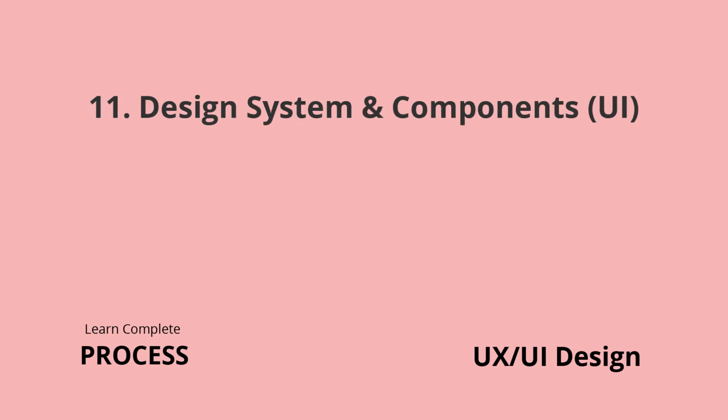On the 11th place, design system and component UI. And its goal is to ensure scalability and consistency. It includes buttons, forms, inputs, cards, states, hover, error, and the deliverables are component library, designs, tokens, style guides.